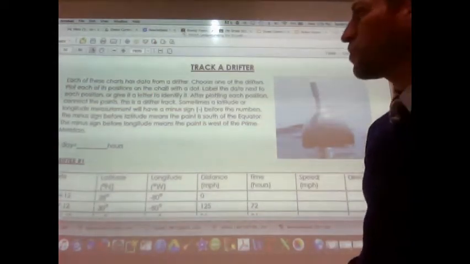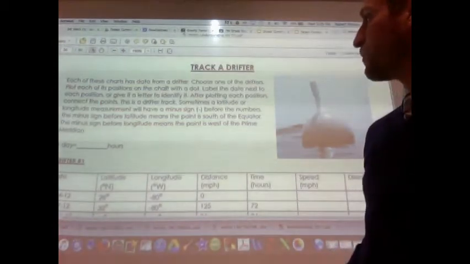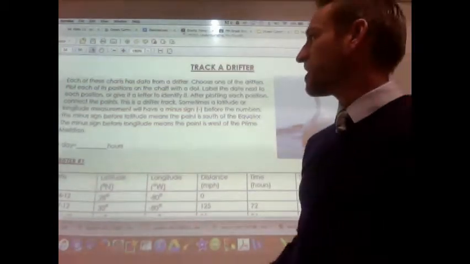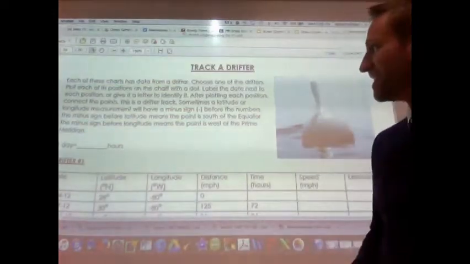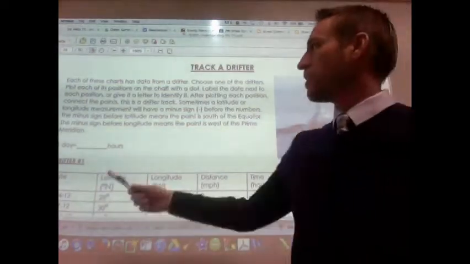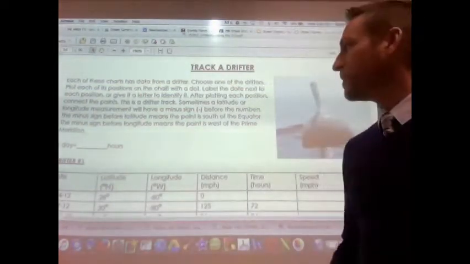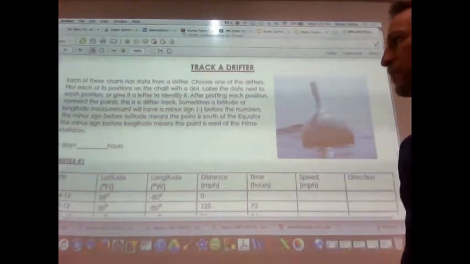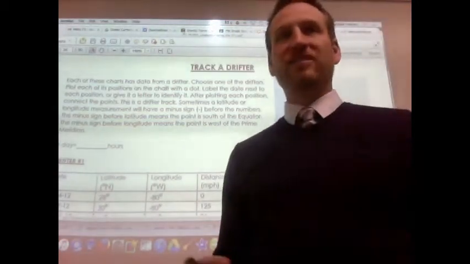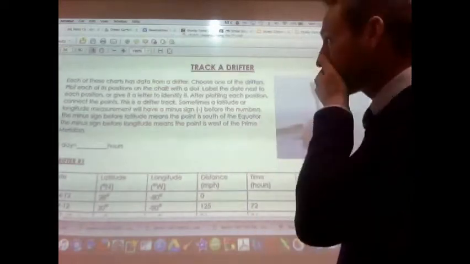Sometimes a latitude or longitude measurement will have a minus sign before the numbers. The minus sign before latitude means the point is south of the equator. The minus sign before the longitude means the point is west of the prime meridian. All right, a lot of stuff in there, so let's go through a little bit of this.